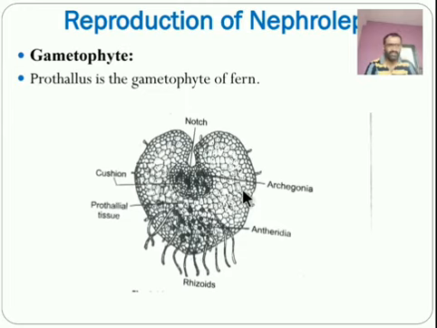This structure is only 5 millimeter. Then think how small it is. At the broader end, it shows the notch. This is the notch at the broader end, while ventrally at the narrower posterior end, it produces unicellular hair-like structures, and these are known as the rhizoids. Their main function is absorption of water and minerals from the soil and fixation of the gametophyte into the soil.